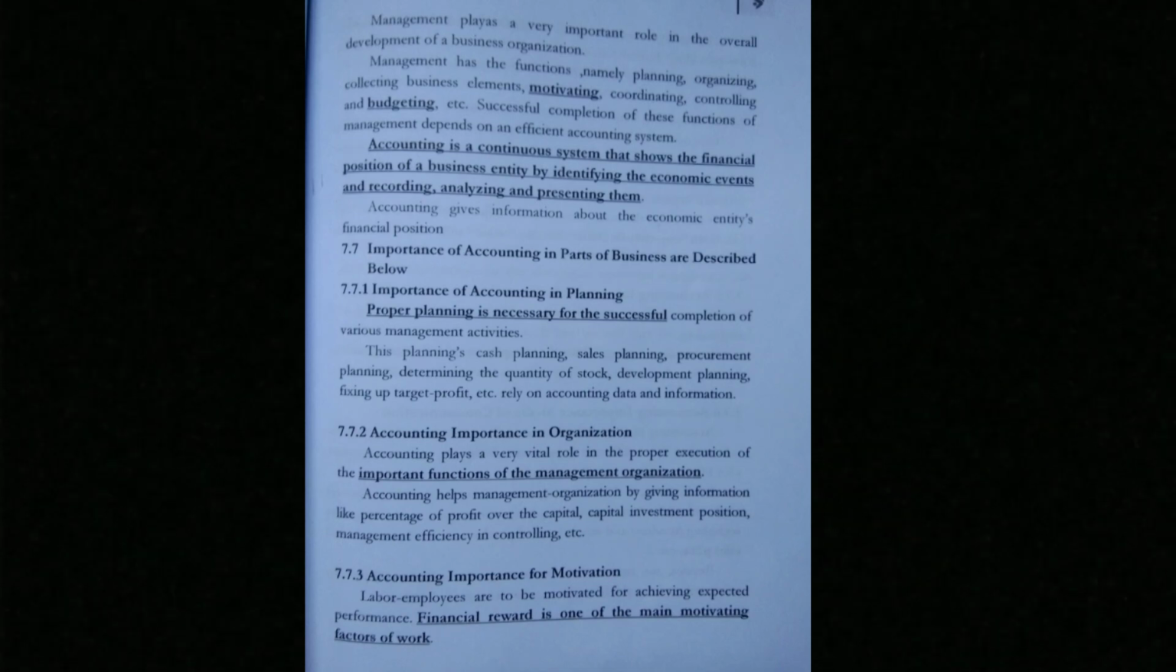Accounting is a continuous system that shows the financial position of a business entity by identifying economic events and recording, analyzing, and presenting them. Accounting gives information about the economic entity's financial position.